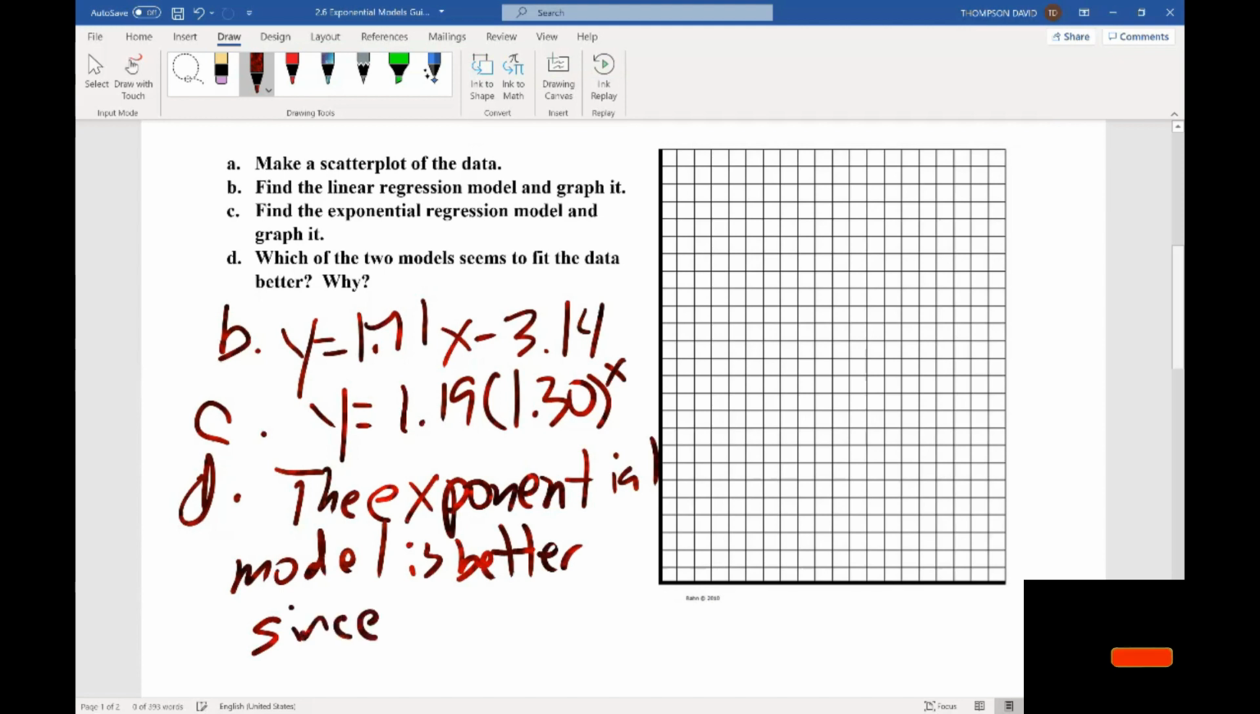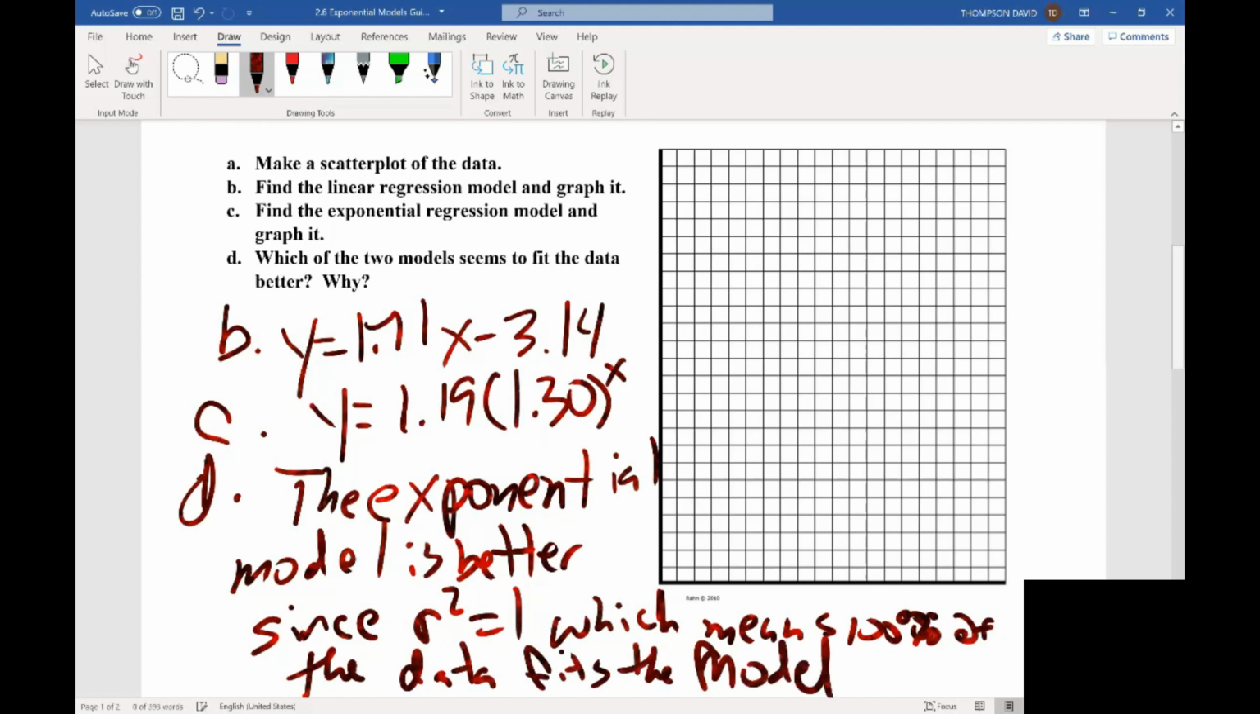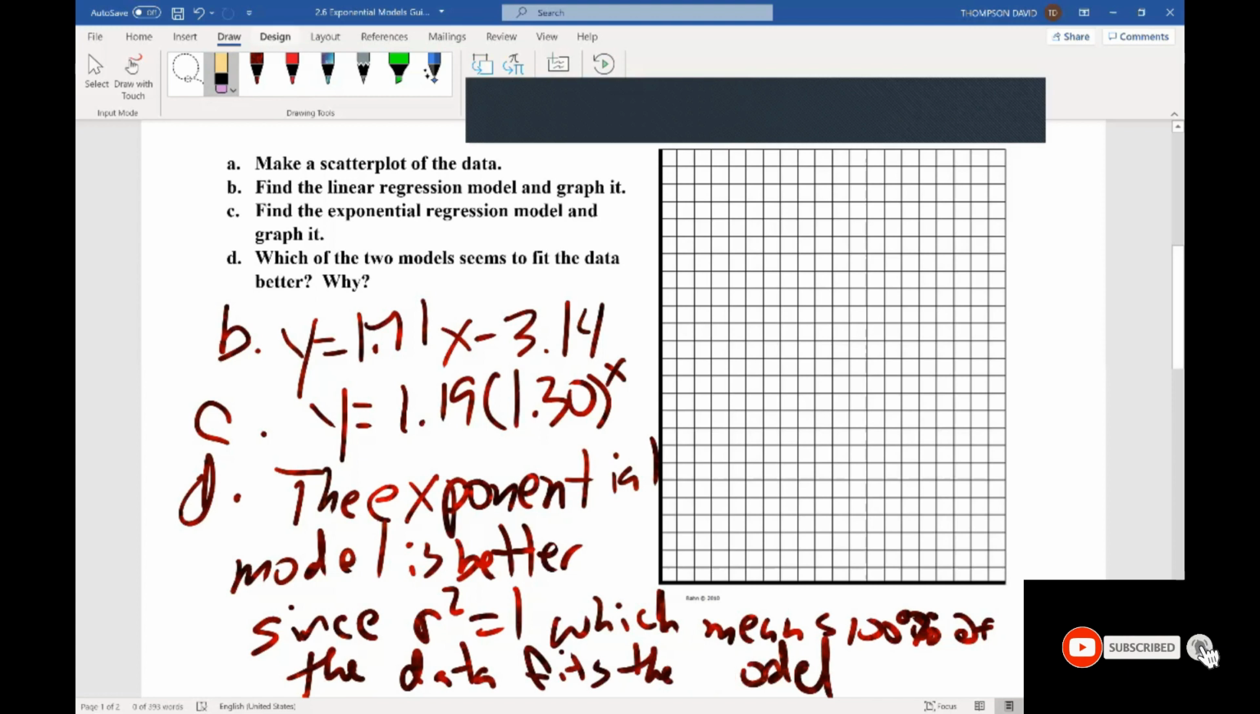Since r squared equals 1, which means 100% of the data fits the model. And we are done.